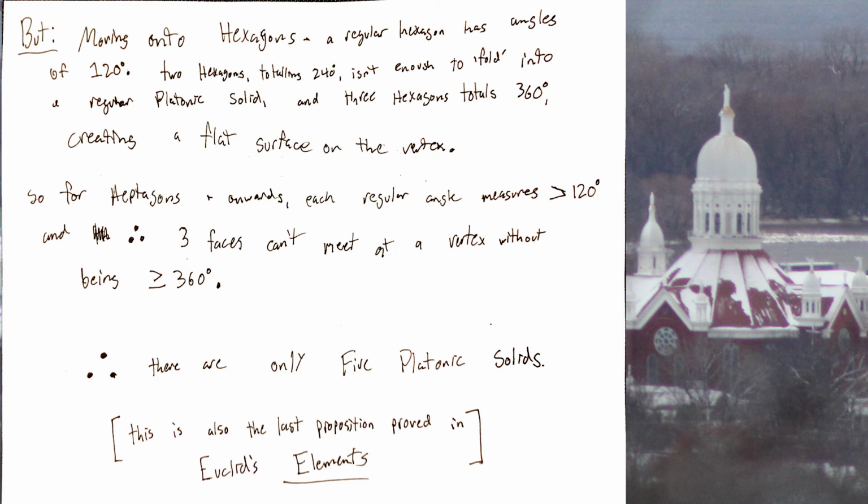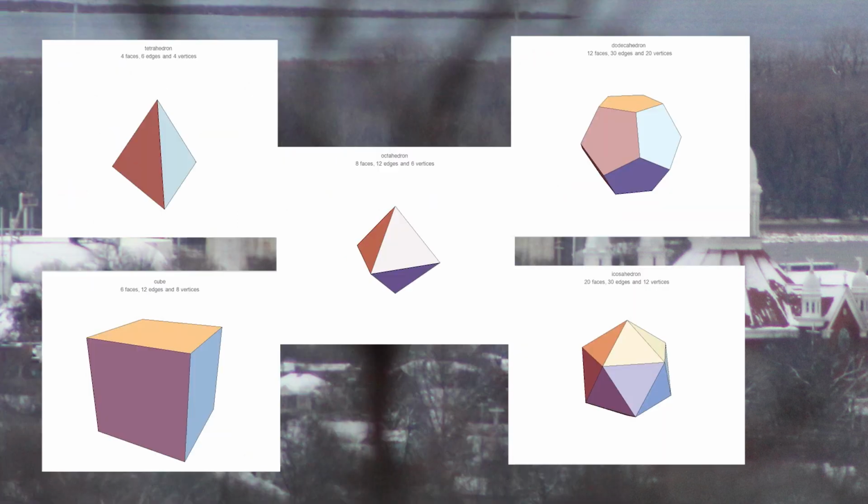So for heptagons and onwards, each regular angle measures over 120 degrees, and therefore, because each angle is more than 120 degrees, and we already proved that in a hexagonal case, it's going to equal 360 degrees and create a flat surface. Consequently, every incremental polygon is also going to be 360 degrees or greater, and therefore, there are only 5 Platonic solids. And interestingly enough, this is also the last proposition proved in the famous Greek mathematician Euclid's Elements. And Euclid is kind of the base for geometry, to the point where we split geometry into Euclidean geometry and non-Euclidean geometry.